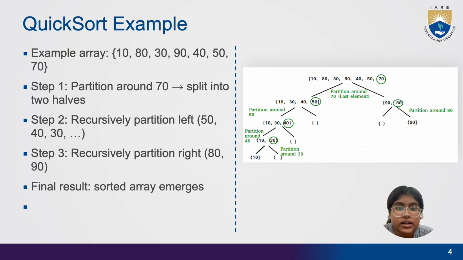Now, quicksort recursively works on each half. On the left, with 40, 50, and 30, the pivot selection continues until each piece is reduced to a single element. On the right, 80 and 90 are separated. This partitioning tree is exactly what makes quicksort efficient. The recursive nature breaks the problem into smaller and smaller chunks until the sorting becomes trivial. And then, when you look back, the entire array is sorted with very little overhead.